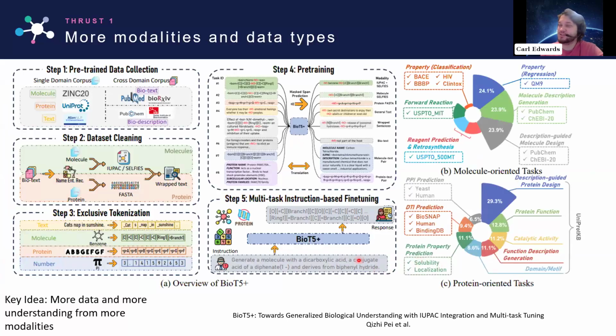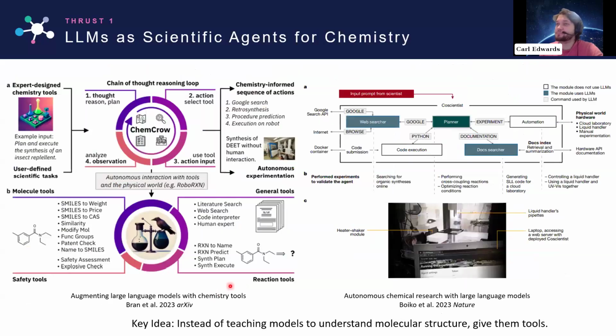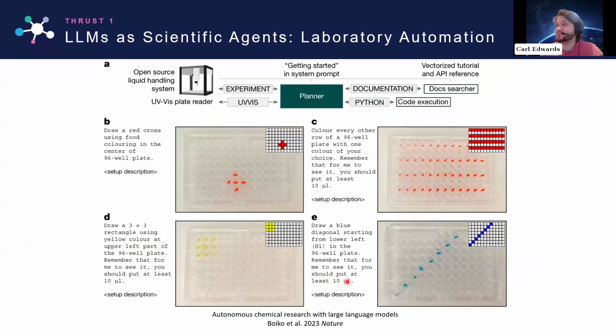As another trend, right? There's this idea of adding more modalities and more data types to models. And the idea is, okay, if we just have more background knowledge, we're going to have better models. Another very interesting direction is just using language models as scientific agents for chemistry, right? So instead of teaching models to understand molecular structure, we'll just give them the tools to do so. And so this also has applications in controlling automated laboratories. Although, right, setting up hardware to do things like that can be a bottleneck from what I've seen.